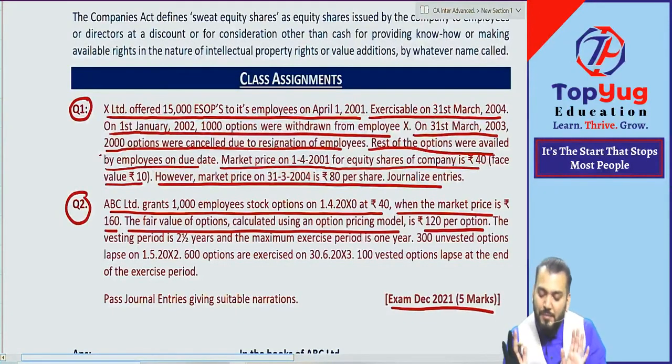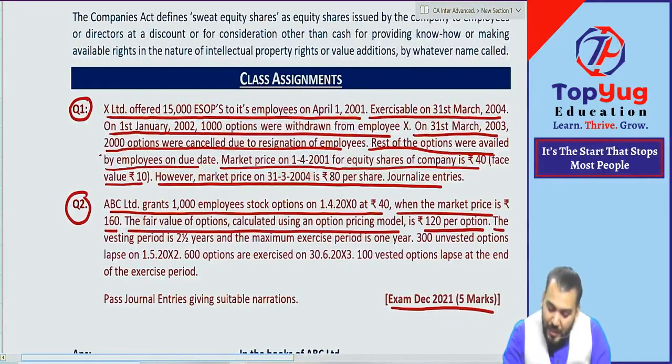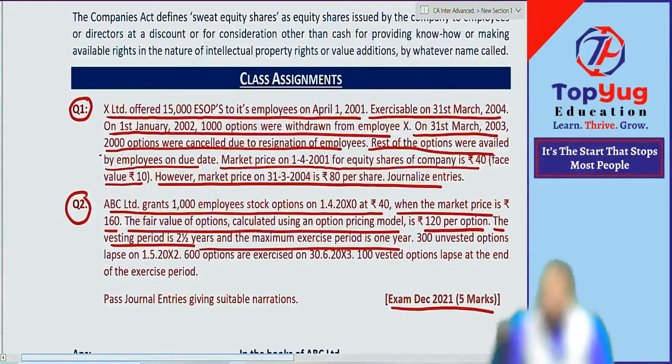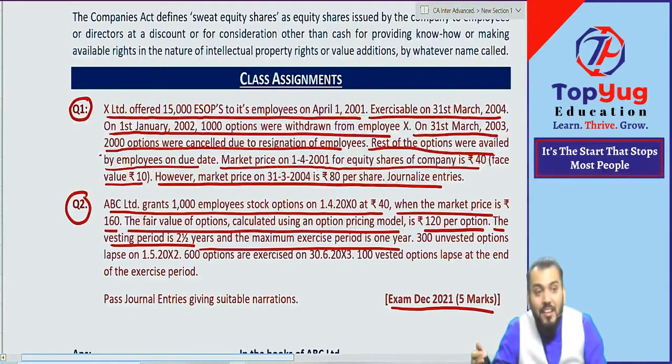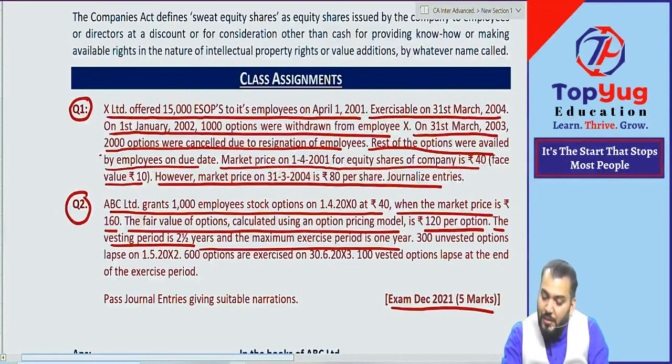But now we are expecting that they may ask a question on fair value, and I have given the concept of fair value. The vesting period is 2.5 years, and the maximum exercise period is 1 year. So the exercise period will start after the vesting period, that is, after completion of the vesting period.